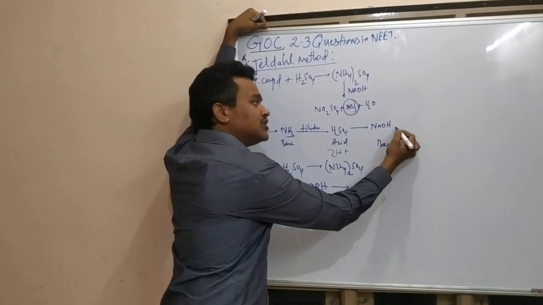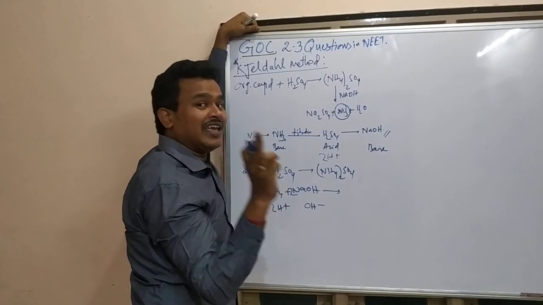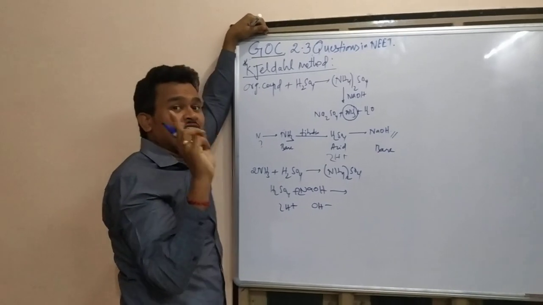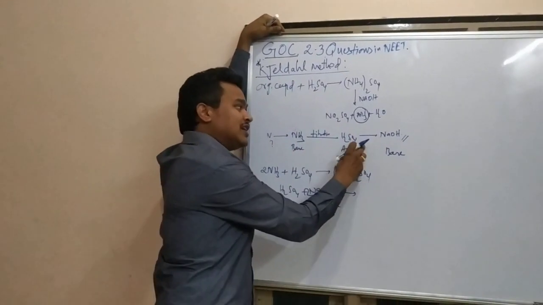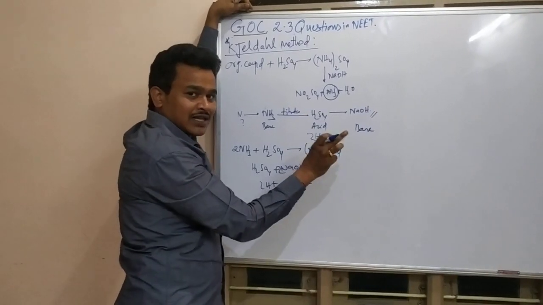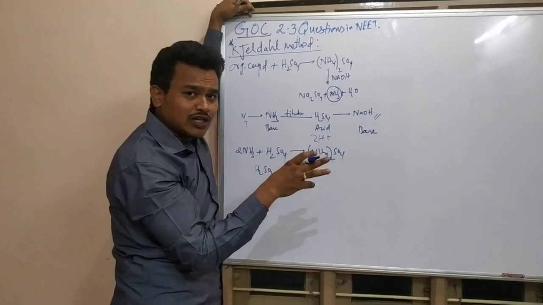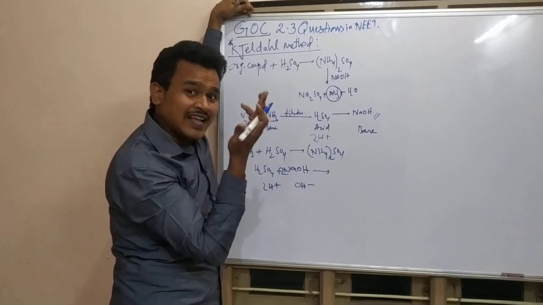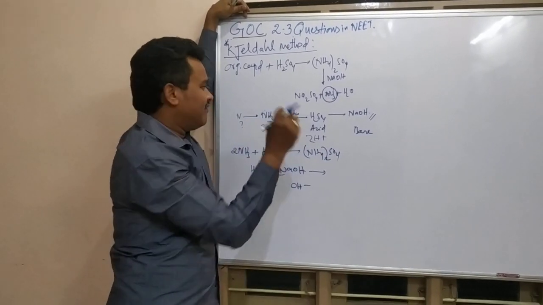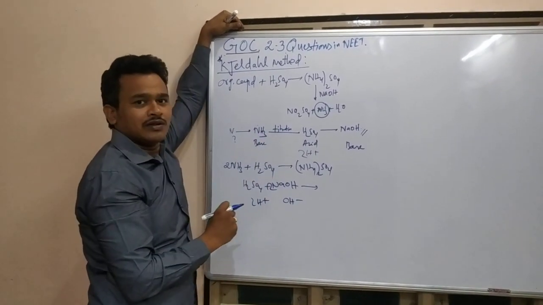Why am I going to use NaOH? NaOH is used to calculate the remaining amount of H2SO4 in this process. Some amount remaining means that the other amount has reacted. That reacted amount is going to react with what? With ammonia. Based on ammonia, I can get nitrogen.